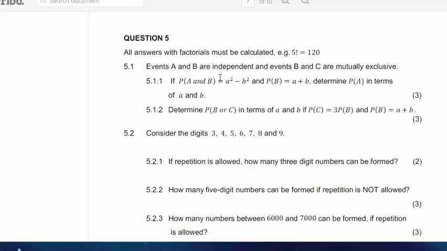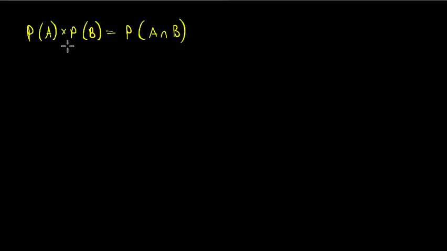Now, what does that mean? Again, if you don't know your theory, you won't be able to answer your questions. So if something is independent, it means that when we multiply their probability, we get the same answer as when we look at their intersection. So that's what that means. If something is independent, that's what that means.